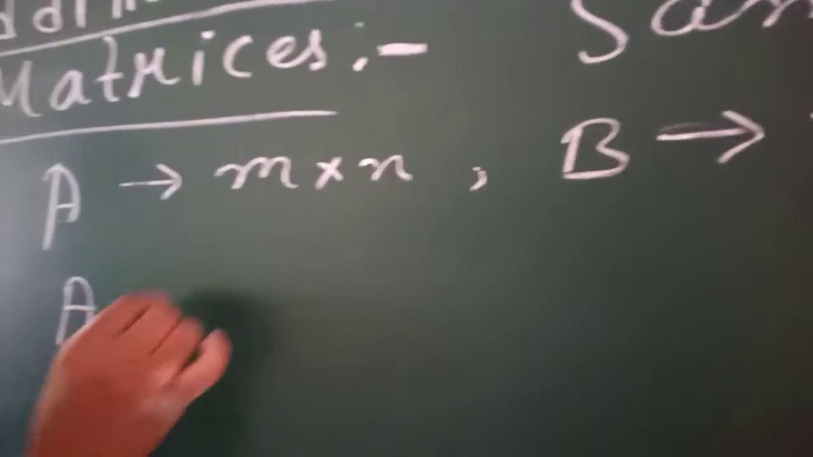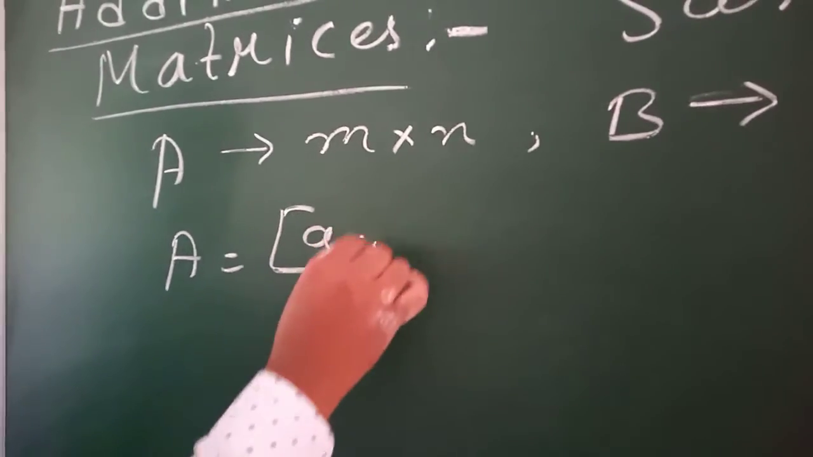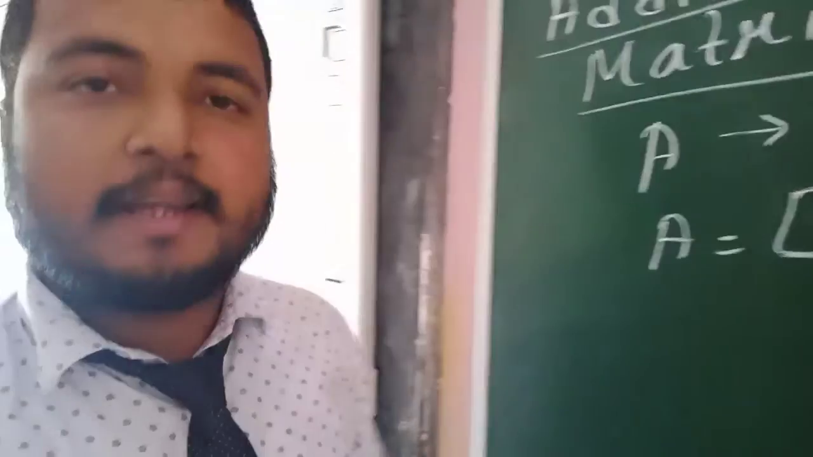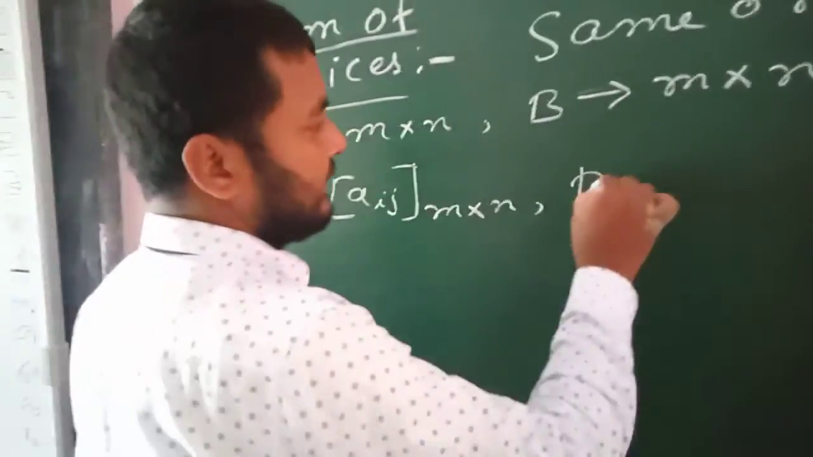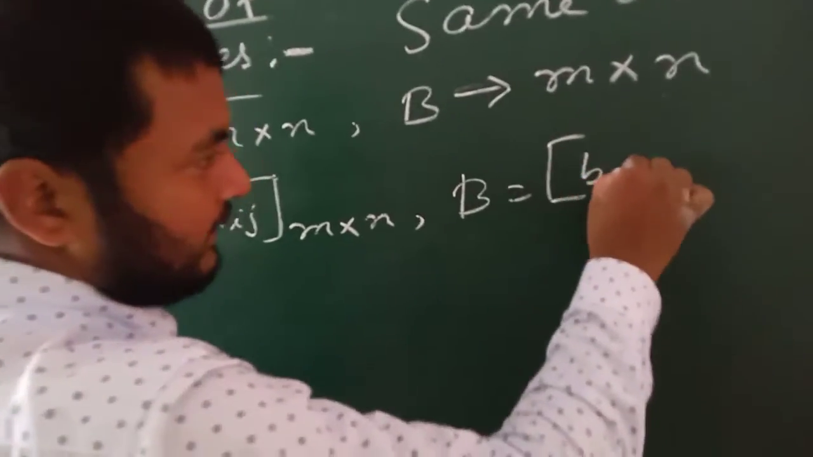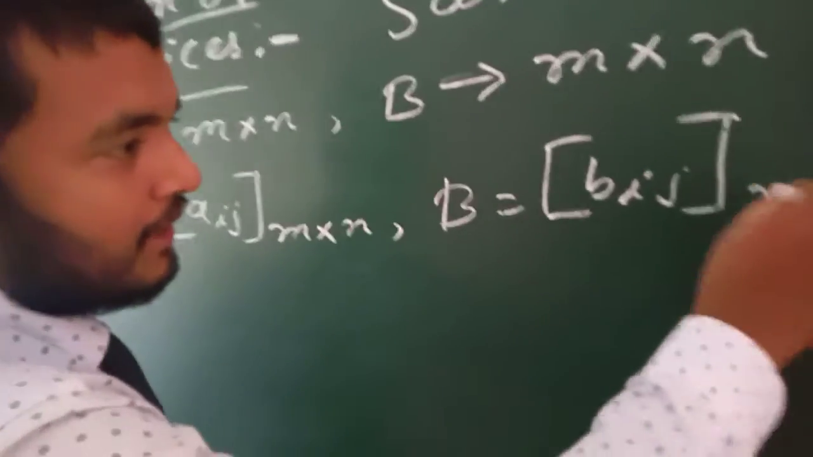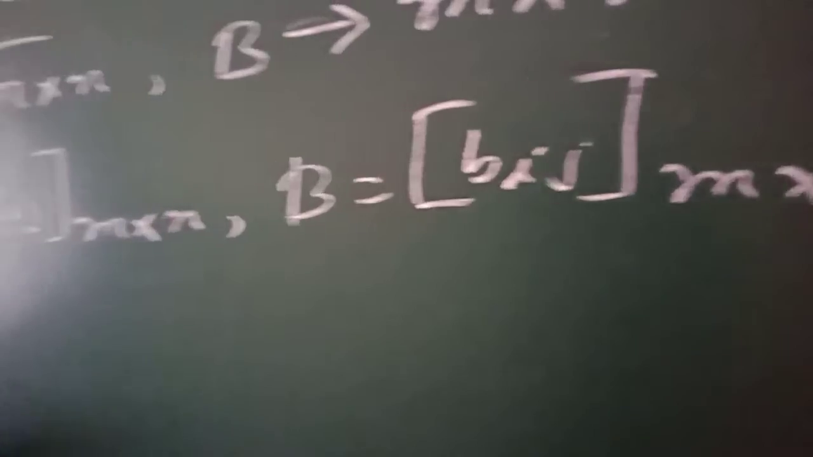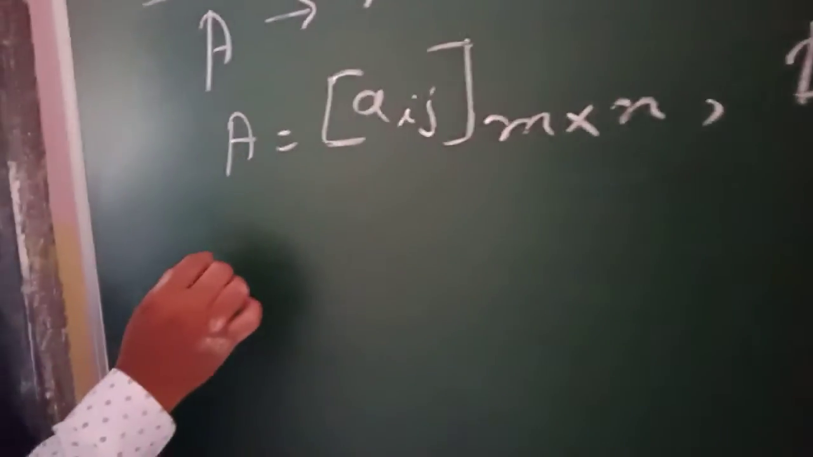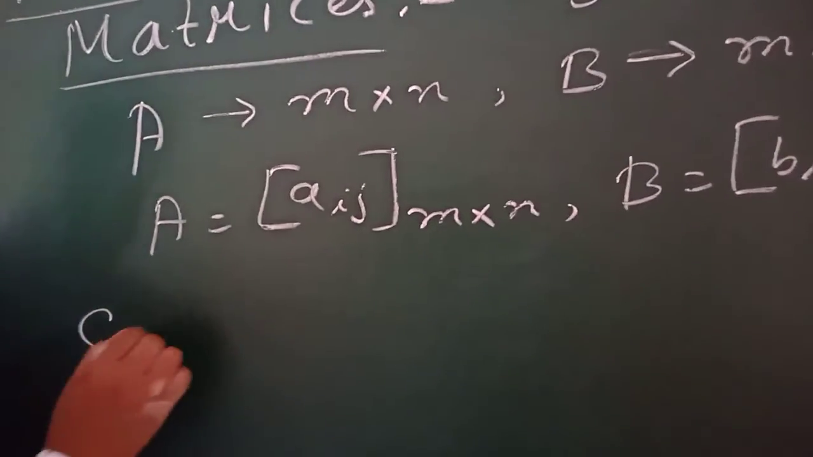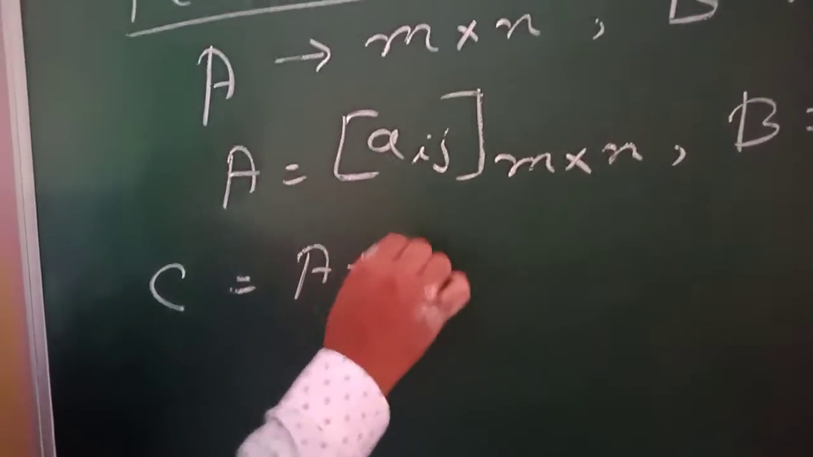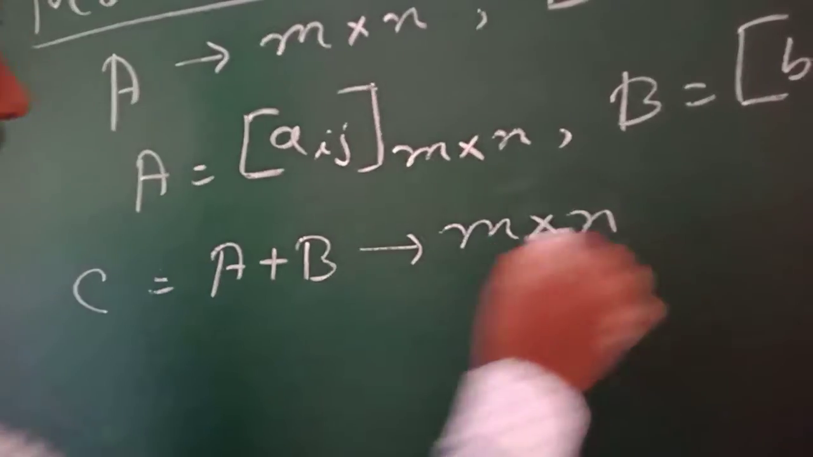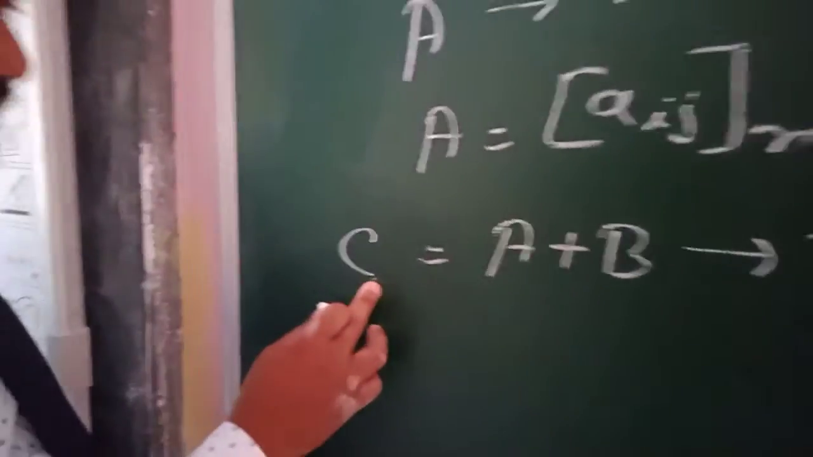Suppose A is equal to Aij, m by n, and B is also a matrix whose elements are Bij. It is also of the same order m by n. Then the matrix C, which we get by adding A plus B, is also of the order m by n.